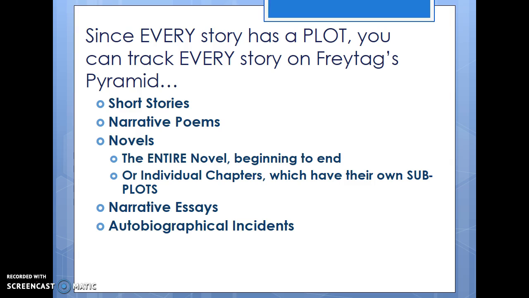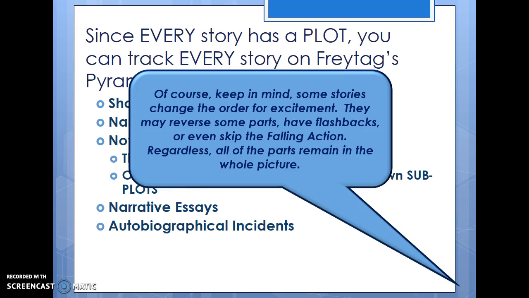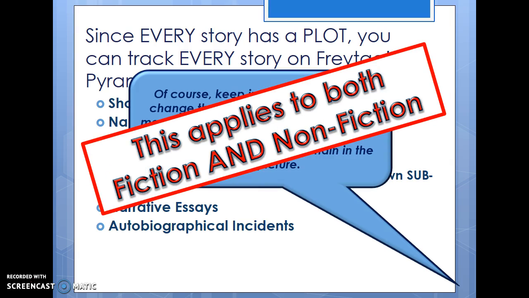Since every story has a plot, you can track every story on Freytag's Pyramid. Short stories, narrative poems, novels, the entire novel, beginning to end, or individual chapters, which have their own subplots, narrative essays, autobiographical incidents. Of course, keep in mind, some stories change the order for excitement. They may reverse some parts, have flashbacks, or even skip the falling action. Regardless, all of the parts remain in the whole picture. This applies to both fiction and nonfiction.